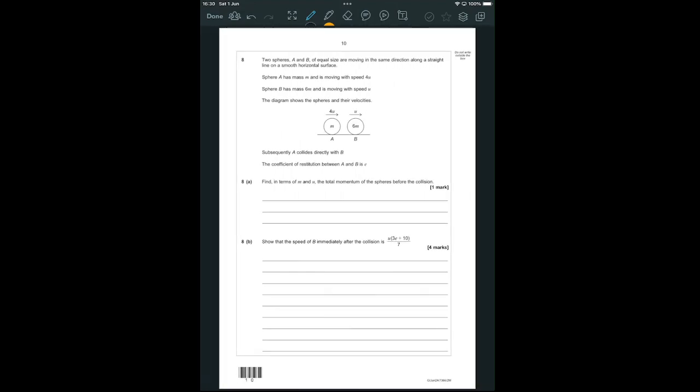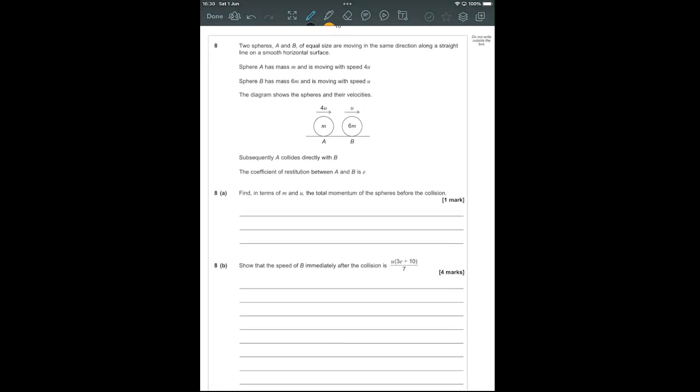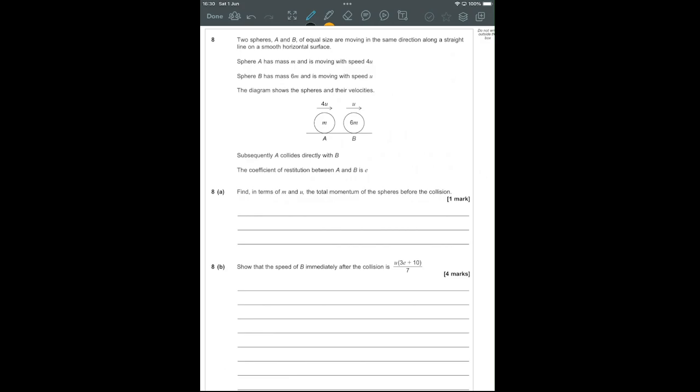Question 8, our collisions question. 2 spheres of equal size, same direction, mass m, speed 4u, mass 6m, speed u. Everything is given in the question, in the picture. Find in terms of m the total momentum before the collision. Well, momentum is a vector quantity, is mass times velocity. So for A, that's going to be 4um. They're in the same direction, so an extra 6mu. So it's a total of 10mu.